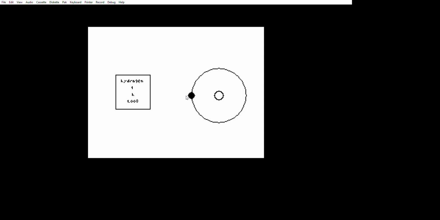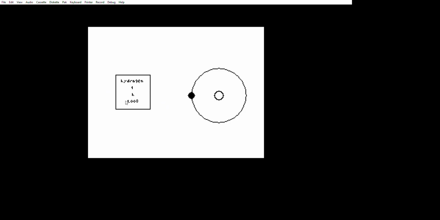Oxygen's atomic number is 8, and it's a gas as well. Oxygen and hydrogen are both gases, but when they combine like that, the H2O, you get water, which would be a molecule. It wouldn't be an element.